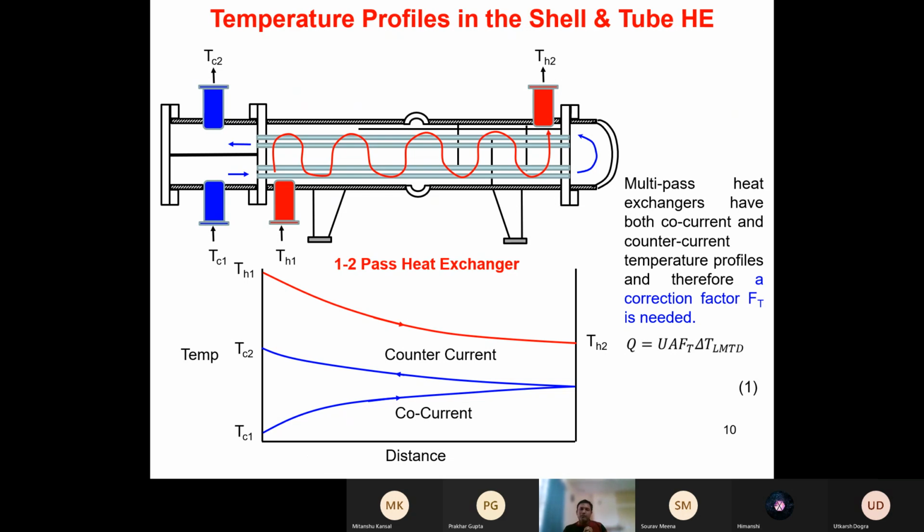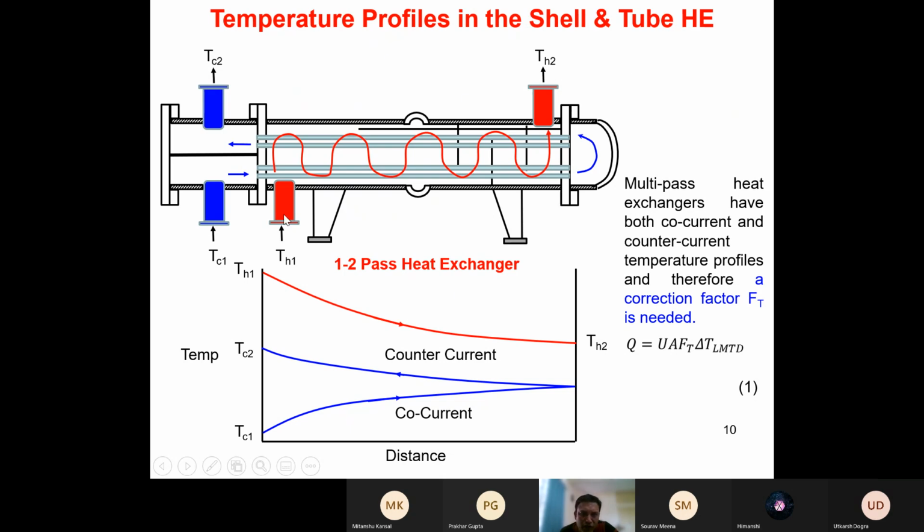Okay. So now let's look at what different complications come up when we look at the heat exchanger. A typical example is a shell and tube heat exchanger, which is regularly used in process applications. So this is a 1-2 pass shell and tube heat exchanger.